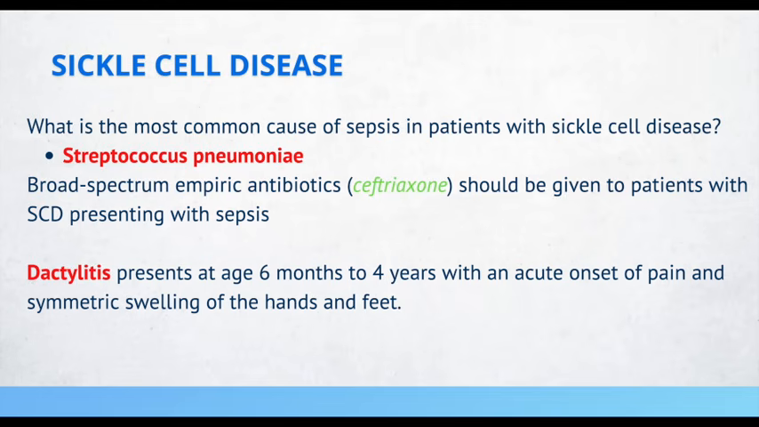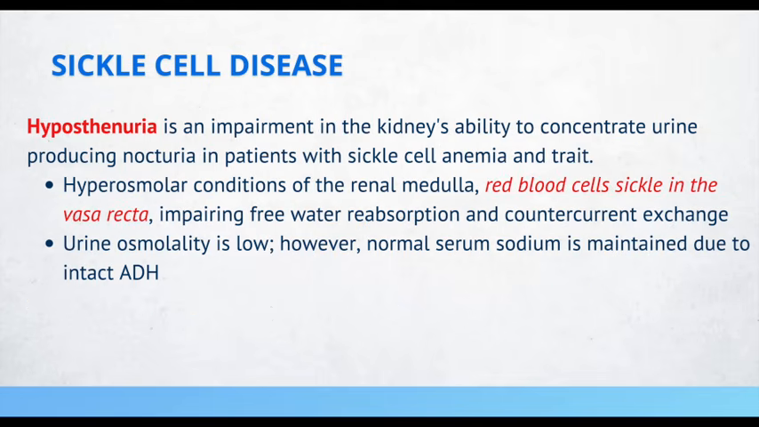Patients with sickle cell disease can also develop an impairment in the kidney's ability to concentrate urine, causing patients to develop nocturia. This can be seen in patients with sickle cell anemia and sickle cell trait. What happens in this condition is that red blood cells sickle in the vasa recta, impairing free water reabsorption and countercurrent exchange. Normal serum sodium is maintained due to an intact ADH.